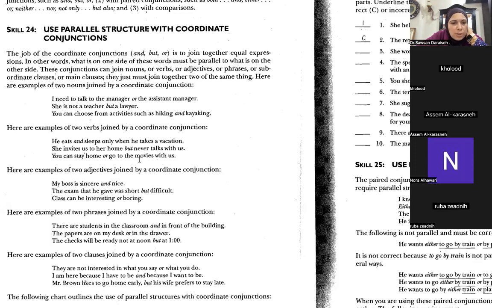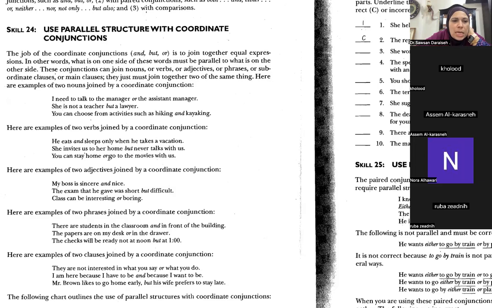Yes, of course you can. You can say but doesn't talk. It means the same as never talks, equals doesn't talk. Present simple. So this is fine. If you say she invites us to her home but doesn't talk with us, it's also correct. They're different ways of saying the same thing.